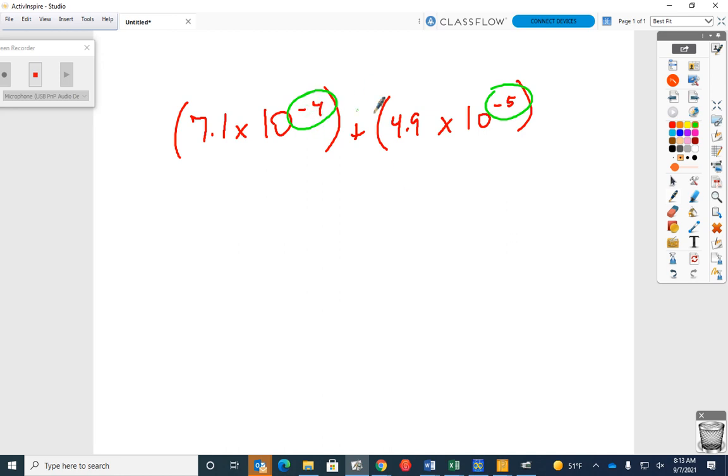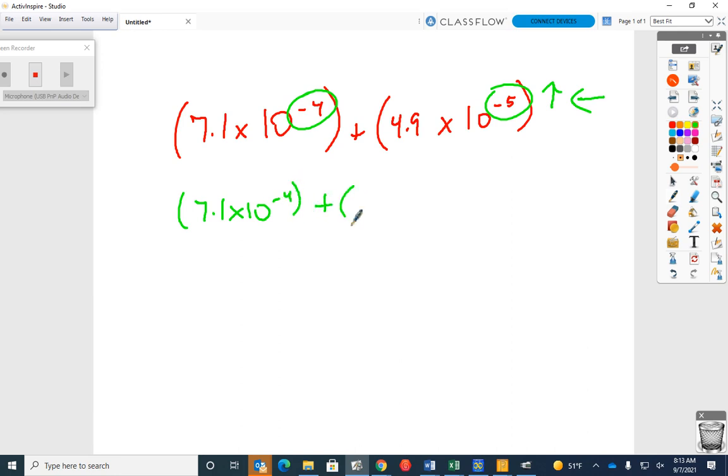So if I'm going to move to negative 4, this has to go where? Up. I mean, negative 5. I need to get to negative 4. What do I have to do? I have to go up. So if this is going up, where's my decimal going? Left. Is anything happening to this one? This is staying the same, right? 7.1 times 10 to the negative 4th.